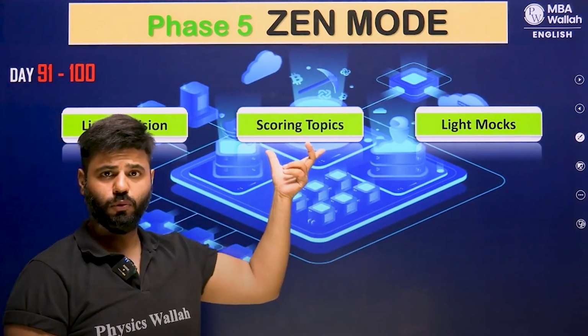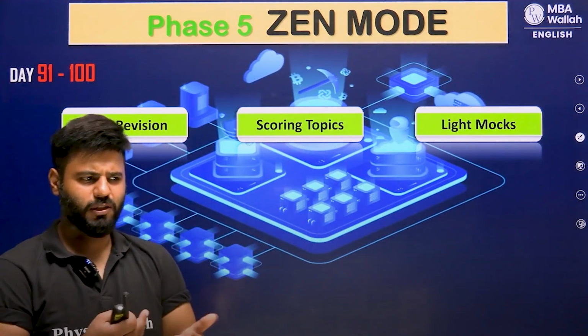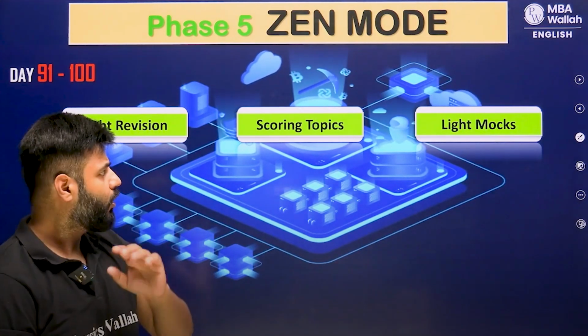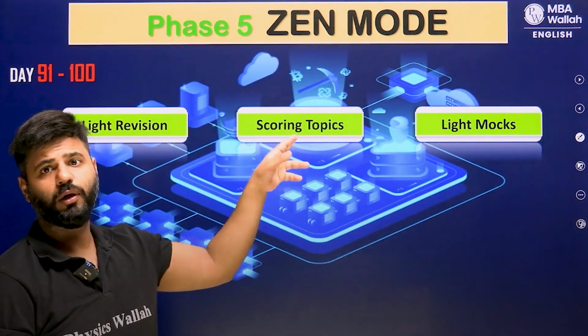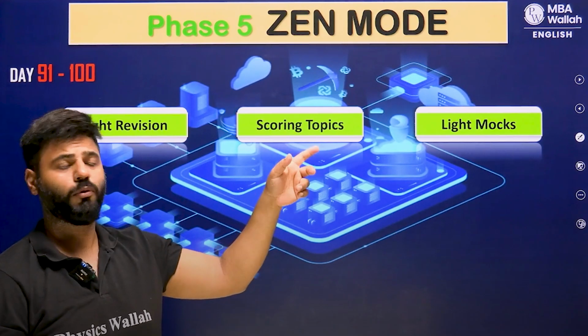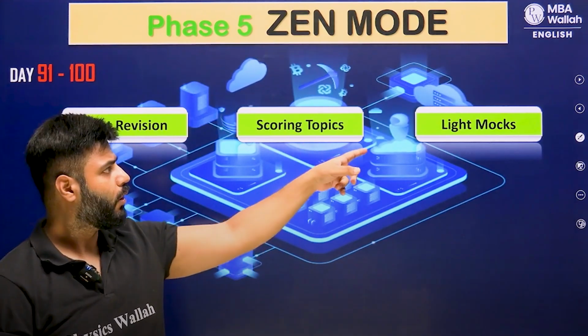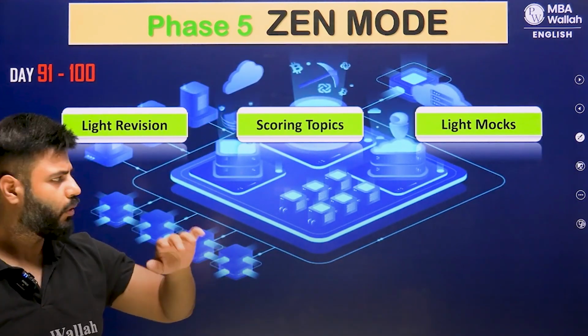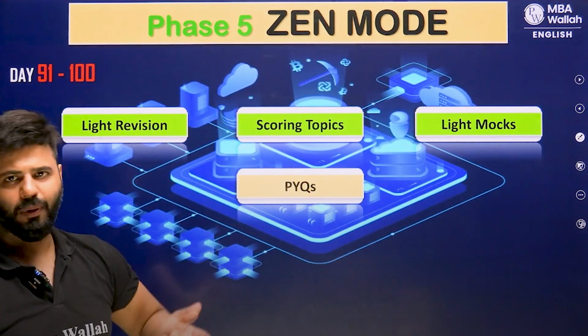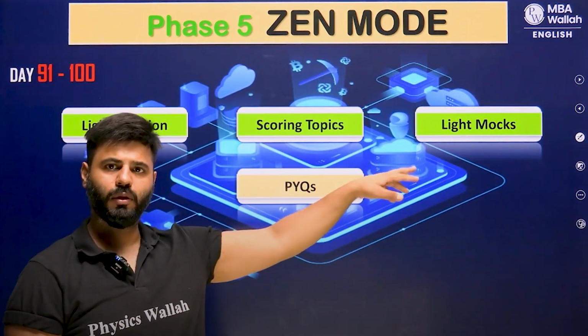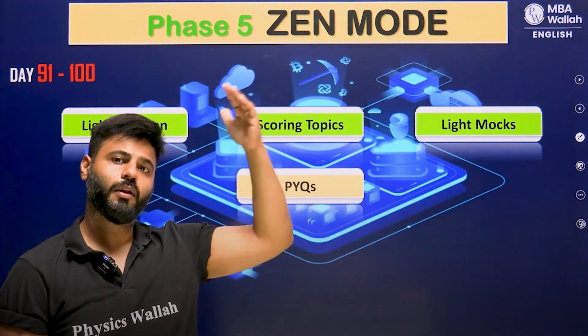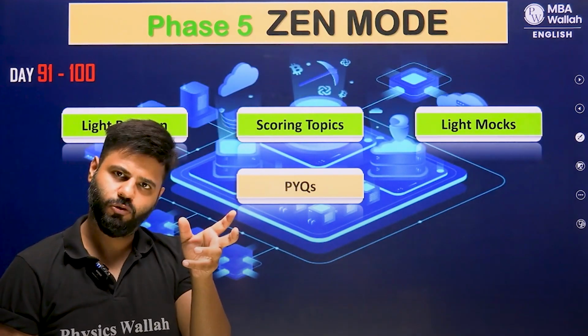When I say focus on the scoring topics, when you are again looking at some important questions, make sure you look for the scoring topics. Arithmetic, algebra, profit and loss, percentage. Light mocks you can do and PYQs. And when I say light mocks, they are simply the last 5 years' papers.